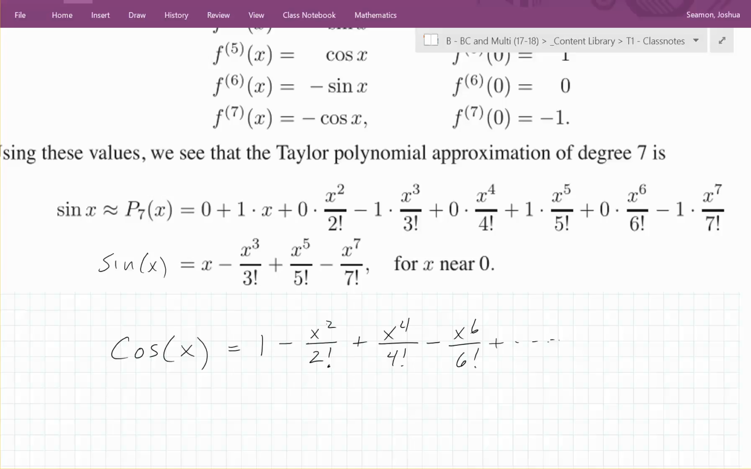What happens as you go to infinity? This becomes infinitely close to cosine everywhere. How would we know that this converges everywhere? We would run which test? The ratio test, and hopefully the radius of convergence would come out to be infinite. If the radius of convergence is infinite, then it converges everywhere. Exactly. Okay.